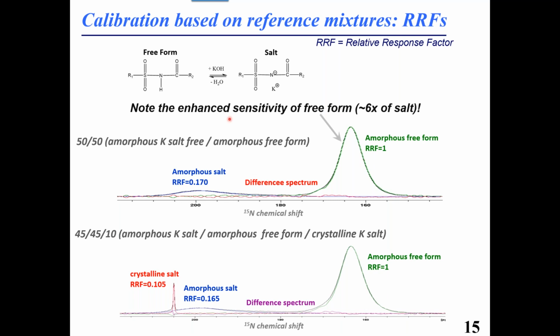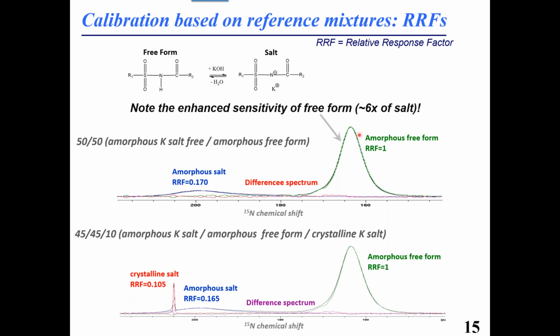How is that? It goes back to the CPMAS. In this particular case, in the free form, the proton from which the CPMAS signal starts is attached directly to the nitrogen, so the transfer is very efficient and we have good intensity. Whereas in the salt, the closest protons are buried further away in these R2 and R1 substituents, so the transfer is inefficient.